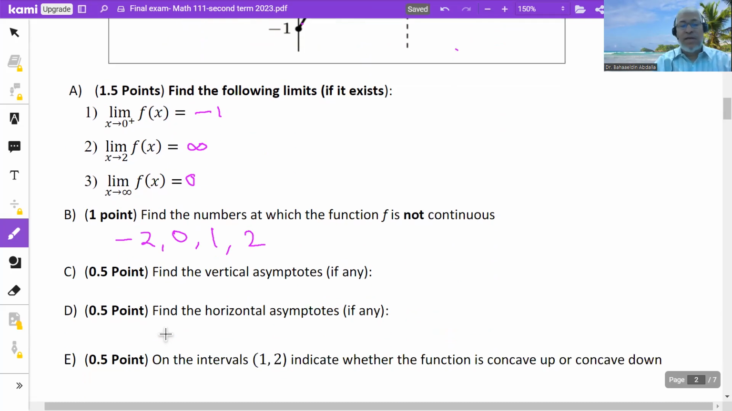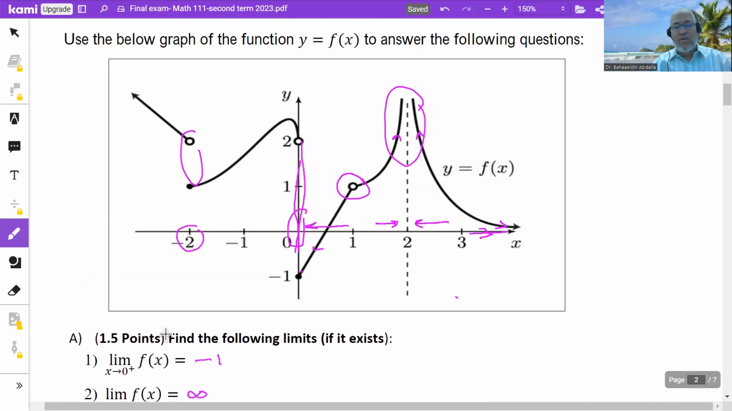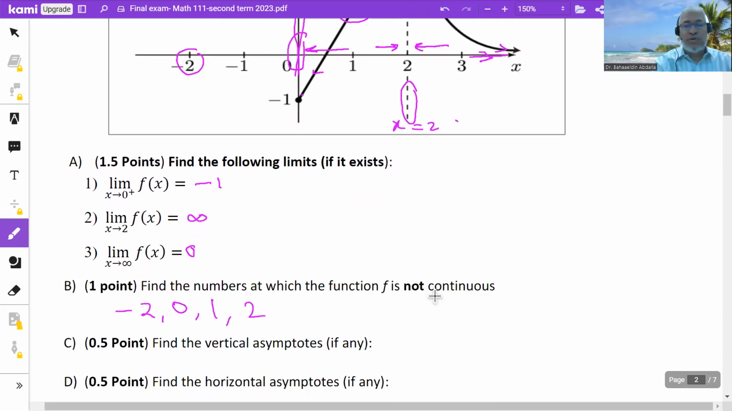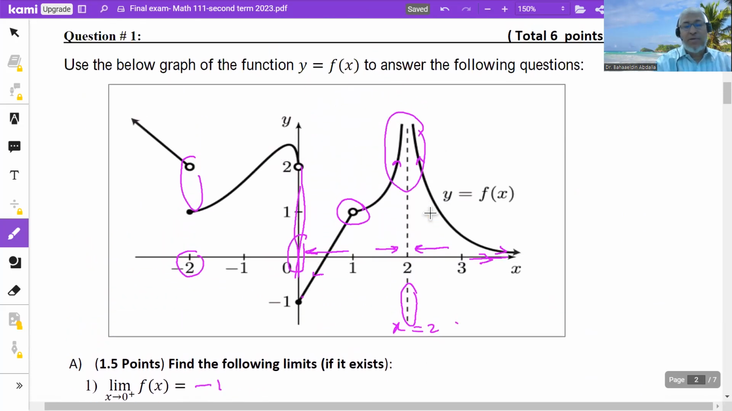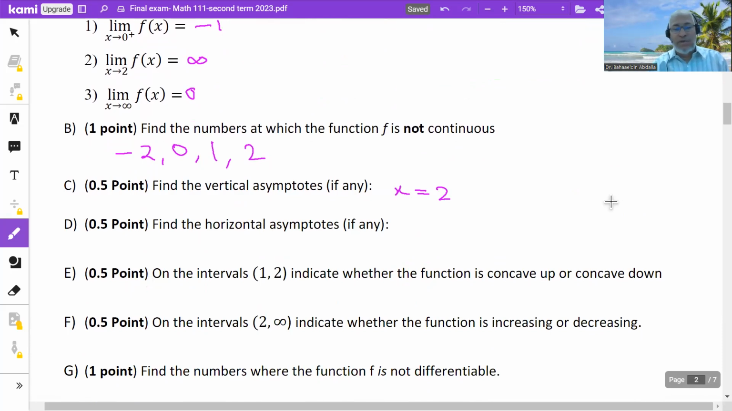Find the vertical asymptotes, if any. Well, this line is a vertical asymptote, and it has the equation x equals 2, because it is a vertical line. Find the horizontal asymptotes, if any. Well, the graph here is approaching the line y equals 0. So the line y equals 0 is a horizontal asymptote.